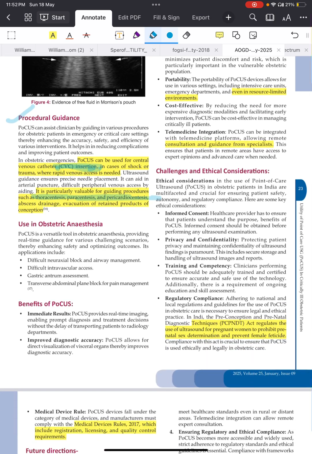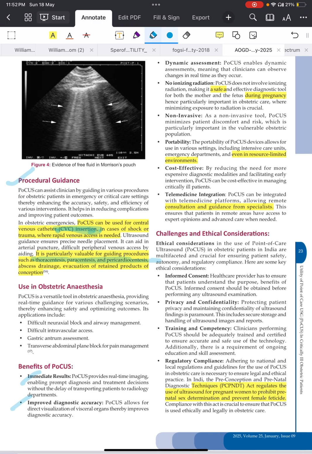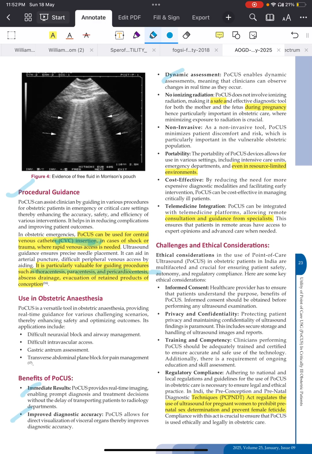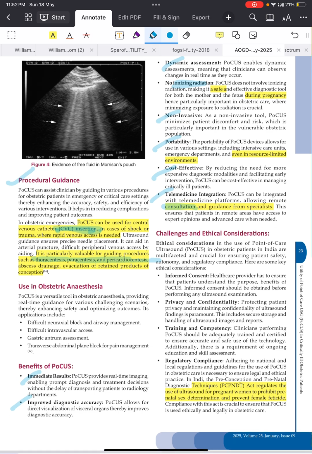Benefits of FOCUS are immediate results, diagnostic accuracy, dynamic assessment, and there are no ionizing radiations. It is non-invasive, portable, it comes to the patient, and cost effective. Even if we don't know, we can just do ultrasound, send images to consultants, and get guidance from specialists.